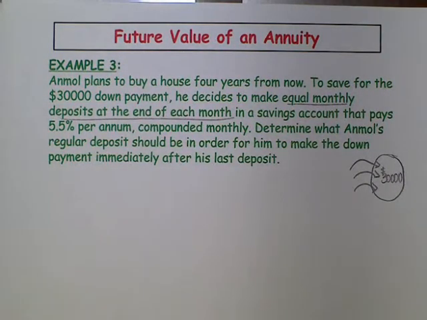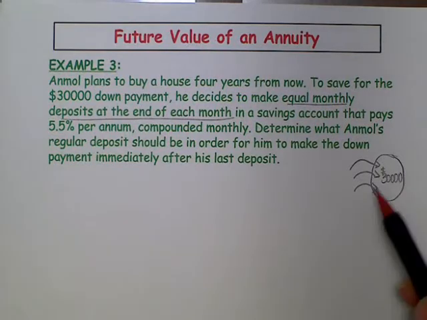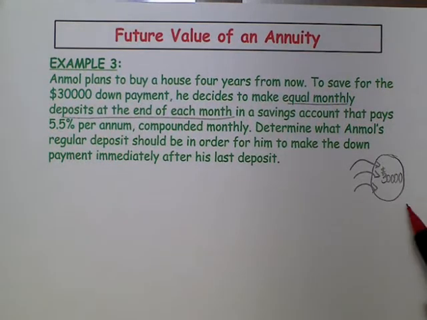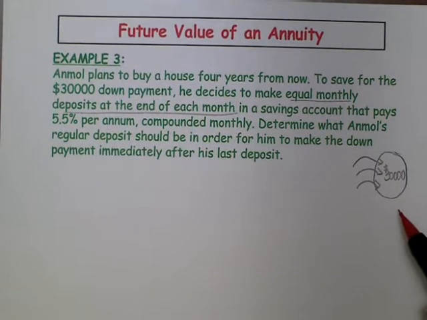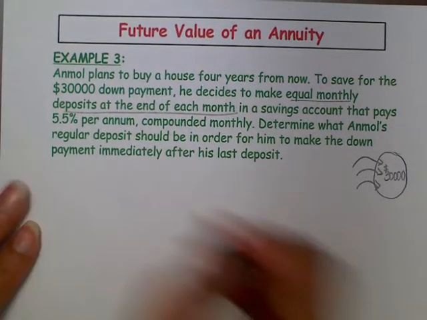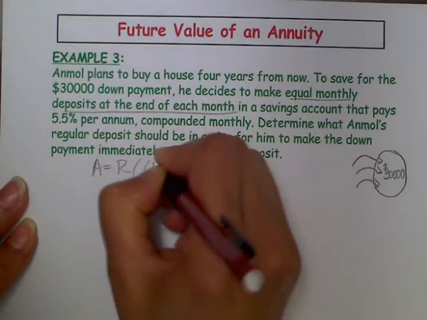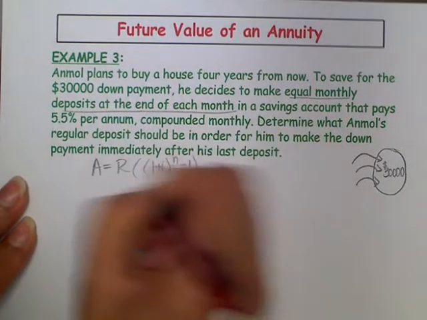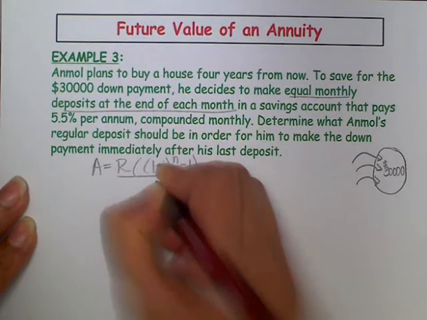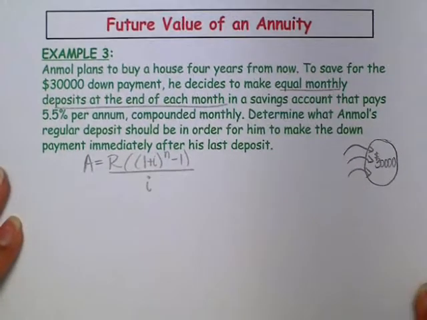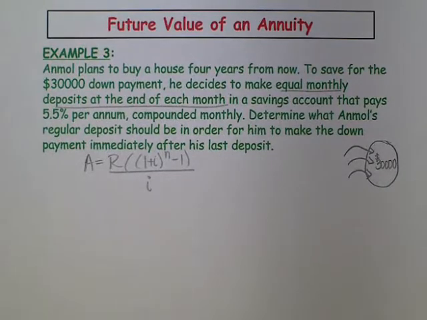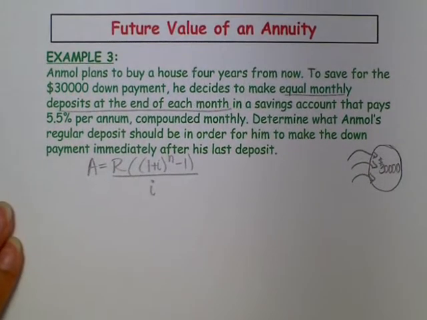I know it's a future value because he's putting in small amounts of money now so that he has a large amount of money that he can use in the future. So start with the formula. Okay, and let's see what information we know. First of all, we know that he wants to have $30,000 in the future.